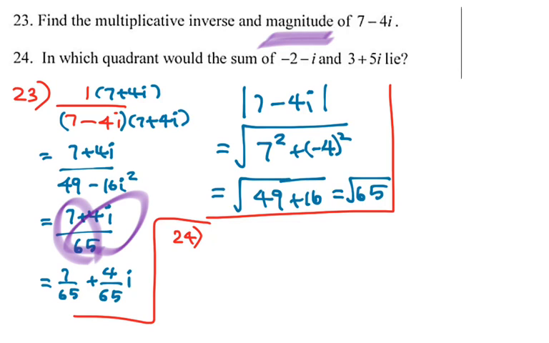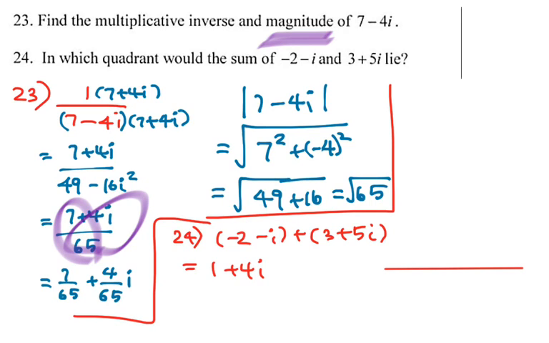Let's look at number 24. In which quadrant would the sum of those two things lie? That means we need to add them up first. So I'm copying down the values, and when I add them up, my real part is negative 2 plus 3, which is positive 1, and the next one is negative i plus 5i, which becomes plus 4i.